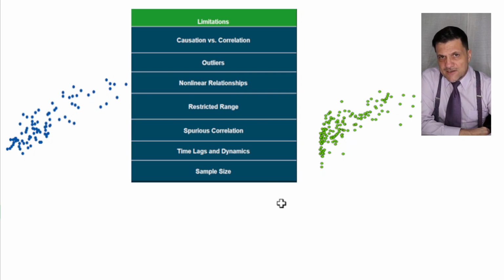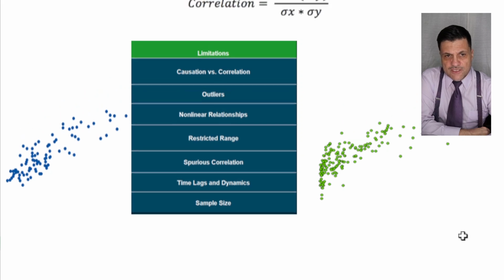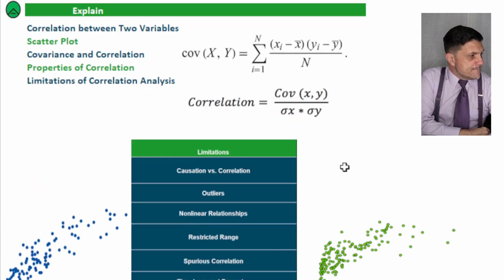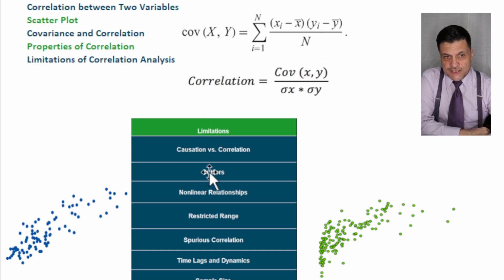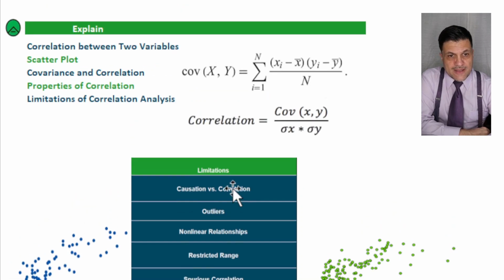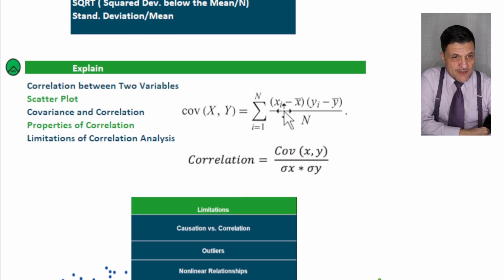That's a scatter plot, right? That's what it's mostly used for. All right. Before I talk about the limitations of correlation, which is important to know, let's just put that formula in your pocket here.